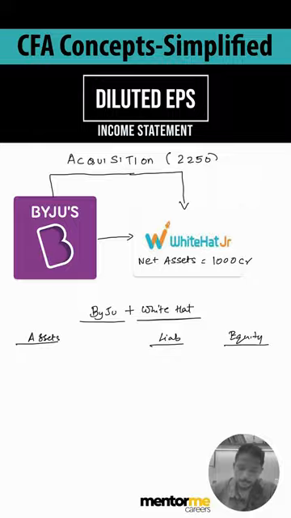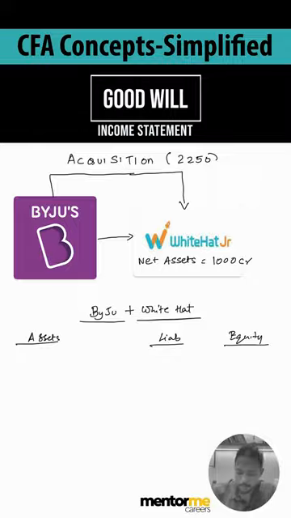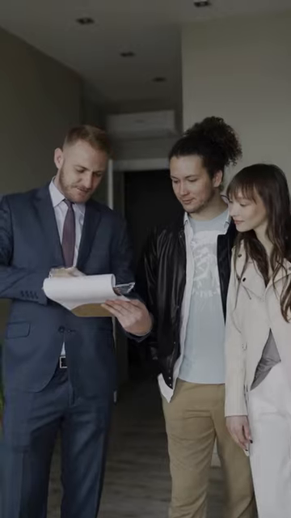Let's understand the concept of goodwill in the CFA Level 1 syllabus. So what is goodwill? Conceptually, take the example of Baiju acquiring White Hat Junior. Since we don't have the actual values, let's suppose that the net assets the company holds, White Hat, is 1,000 crores.